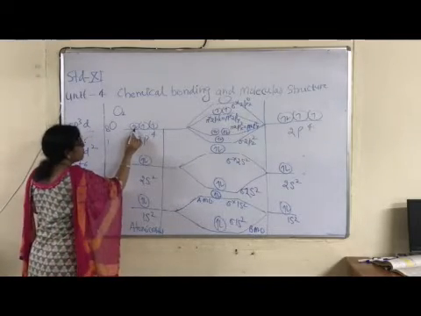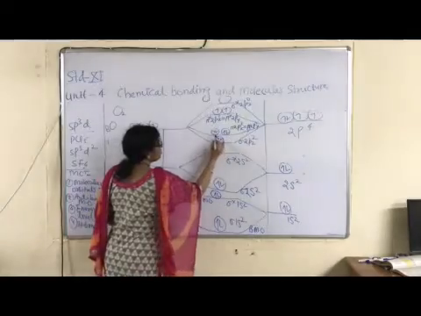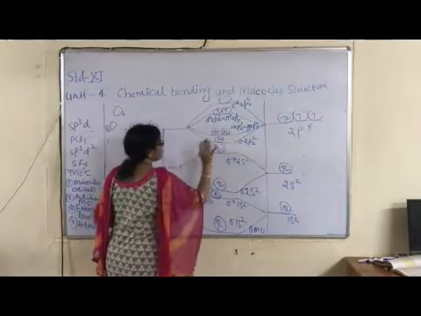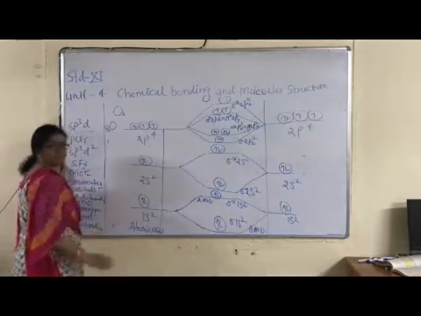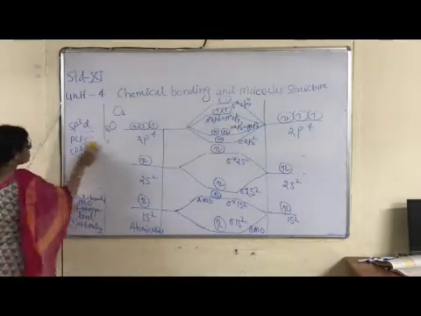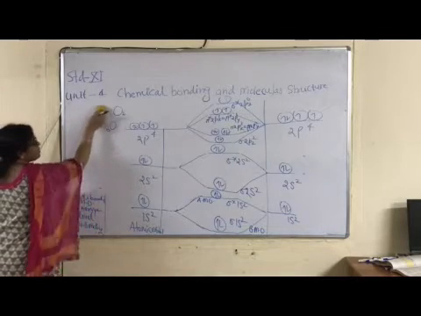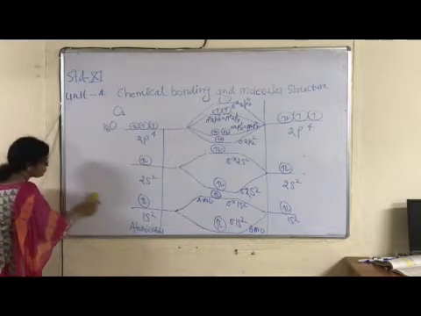Because 4 plus 4 is equal to 8: 1, 2, 3, 4, 5, 6, 7, 8. So this figure is correct, right? Now, magnetic property. First, prediction of magnetic property. This O2 molecule is paramagnetic.